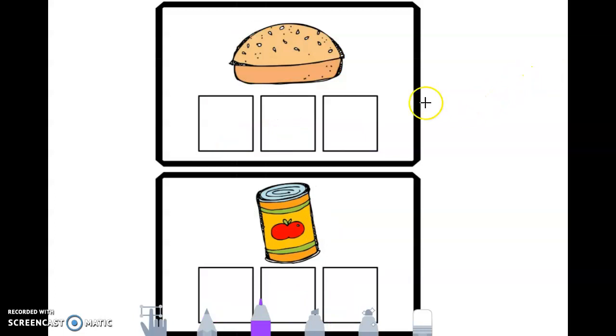Let's look at some more. This next picture is a bun. B-u-n. I'm going to write the letters of the sounds: b, u, n. And we have written the word bun.